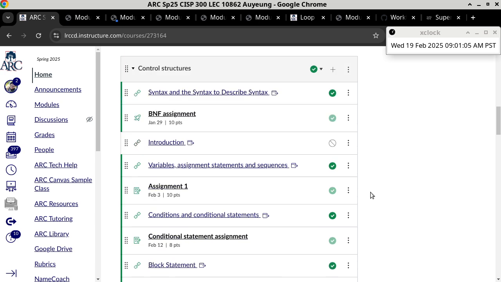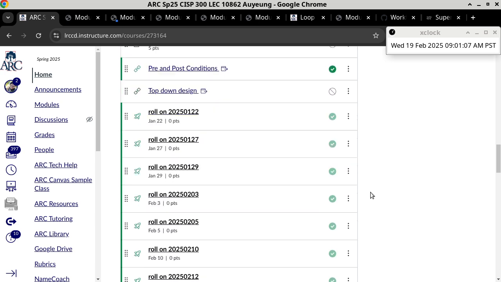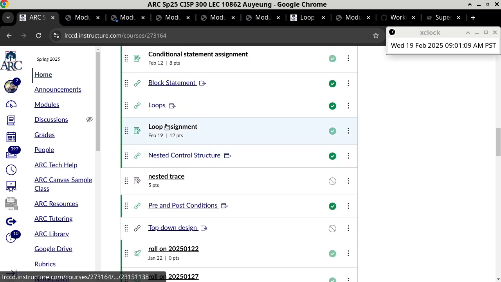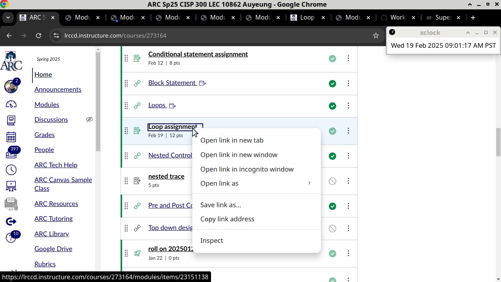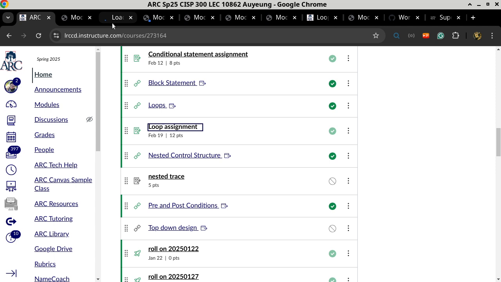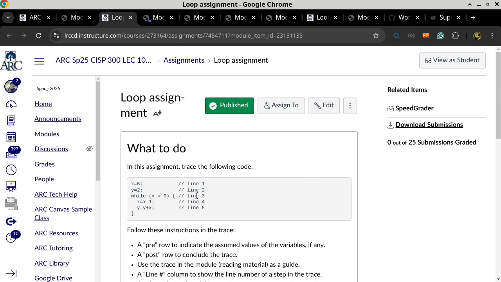All right. So the homework assignment is down here. Loop assignment. Okay, that's due today, and the due date is like a few minutes ago. So we're gonna open this up. All right. And this is the code that you need to trace. So the question is, what does it look like after you trace it?